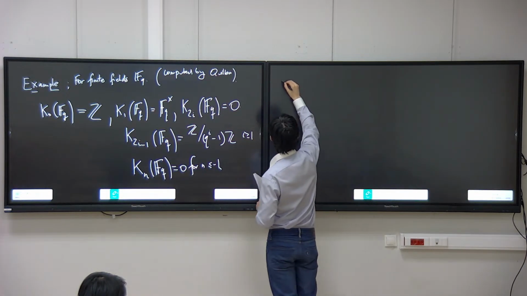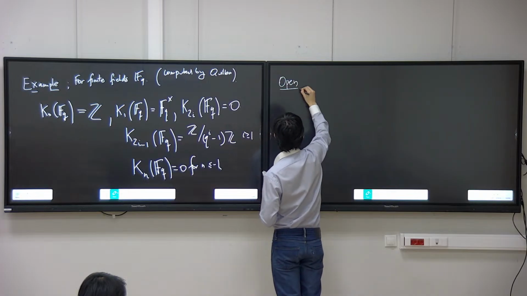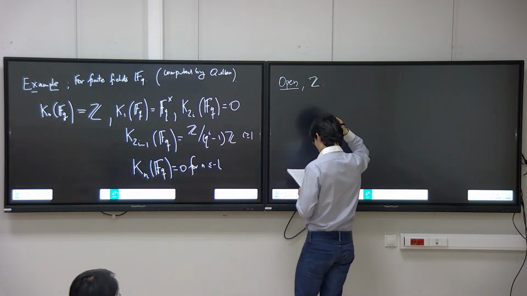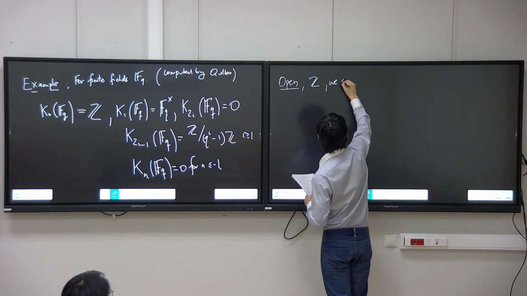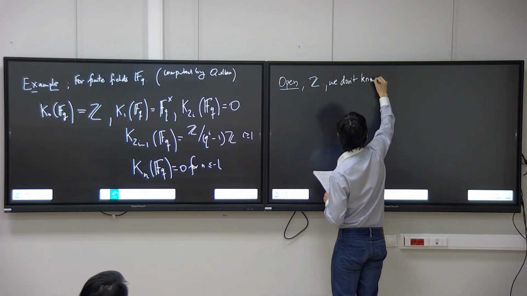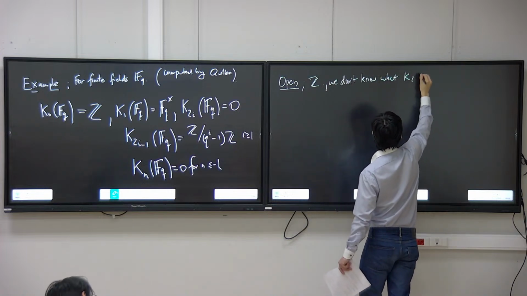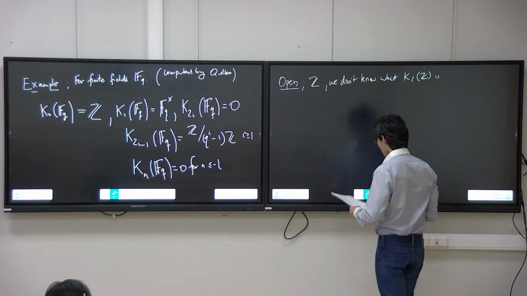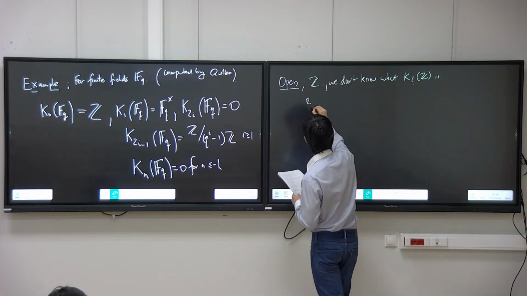Then when we move to integers, even for the integers Z, we don't know what K of Z is, but we know some things. So, results due to Borel.